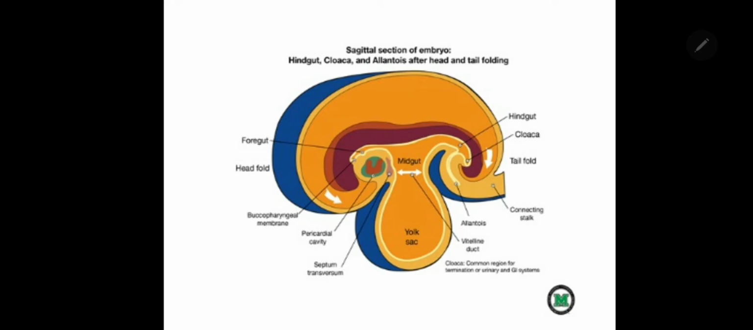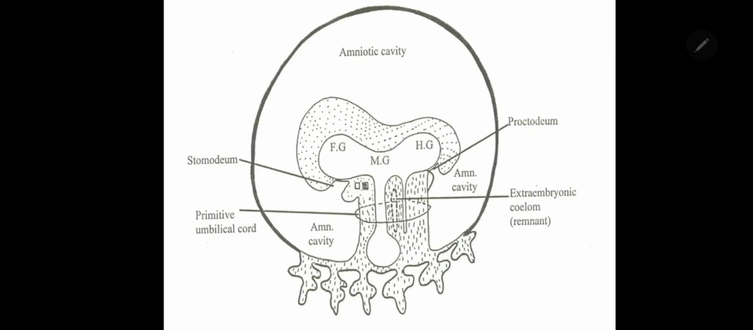So because of this folding, the yolk sac is inside the embryo now, that is the intraembryonic yolk sac. Now you can see here, this entire thing is the intraembryonic yolk sac, and this is the extraembryonic yolk sac. Now it is called the umbilical vesicle, that you can see there. So this happens because of the folding.